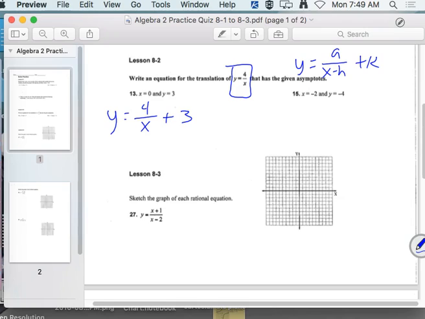Remember y equals a over x minus h plus k. So in 15, it looks like it's going to have a little more meat to it. What do we have in our denominator? x plus 2, yep. And then hang out back.